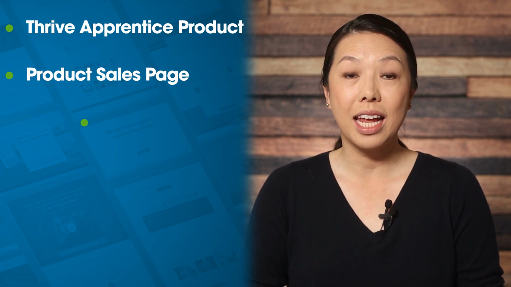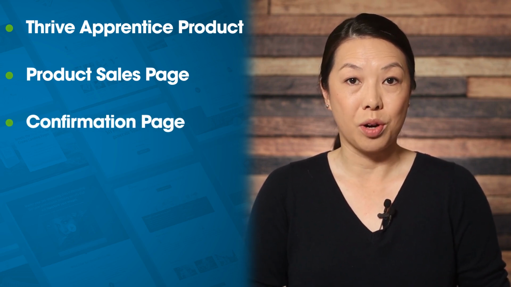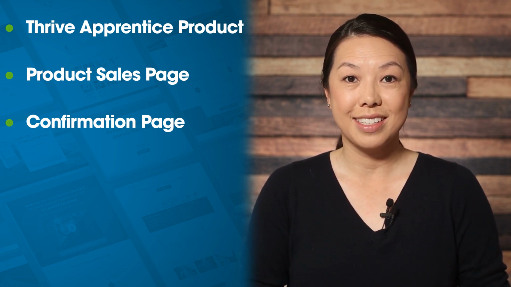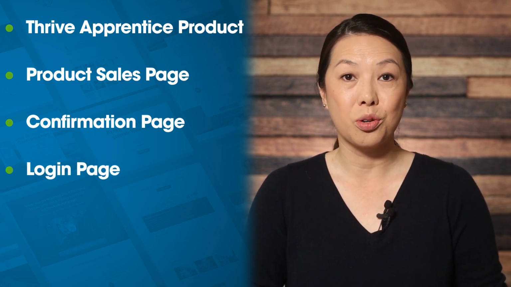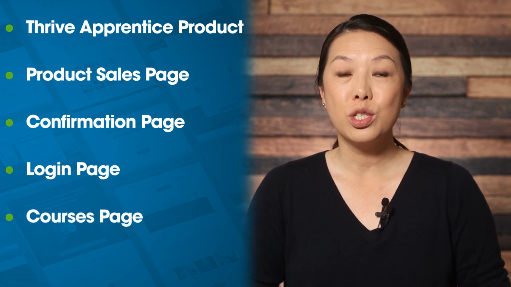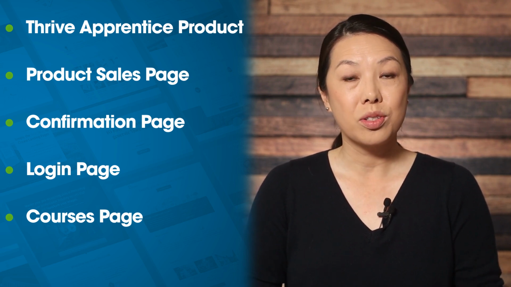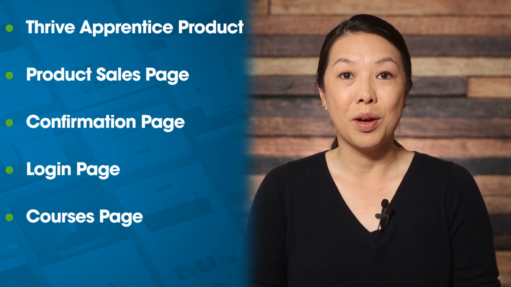You'll also need to create a confirmation page. This is the page people will see after they purchase your product. Again, you can use one of the pre-built landing page templates in Thrive Architect. You'll also need to create a login page so that your students can access your course or membership program. You'll also need to create a courses page. This is where your students can go to access all of the courses you offer. Now, the courses page is part of the Thrive Apprentice setup, so you may already have that set up already.